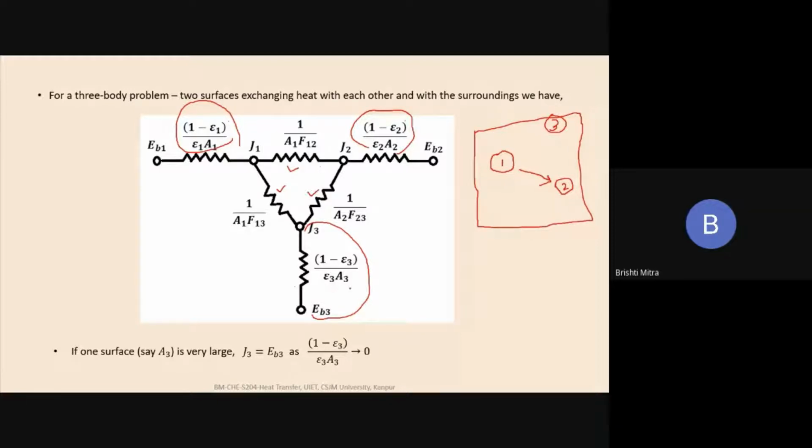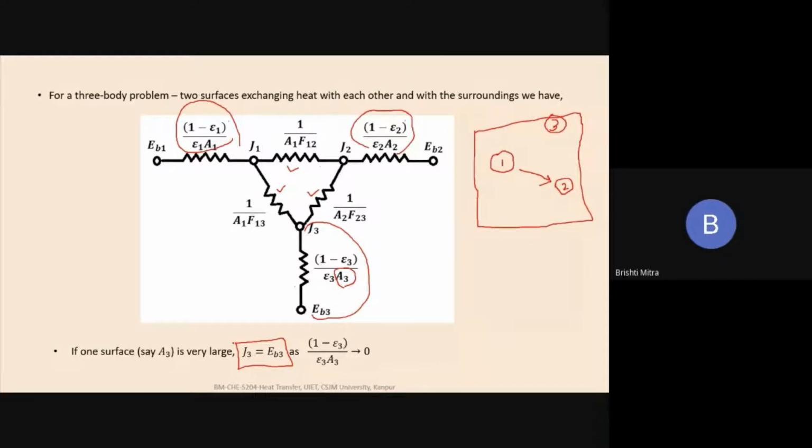So if the area of the room, A3, is very large, what will happen? This term, (1 minus epsilon 3) by (epsilon 3 A3), becomes a very, very small term. And because it becomes a small term, this resistance now vanishes. If this resistance vanishes, J3 becomes equal to EB3. That means, because the area is so large, there is hardly any surface resistance of body 3.